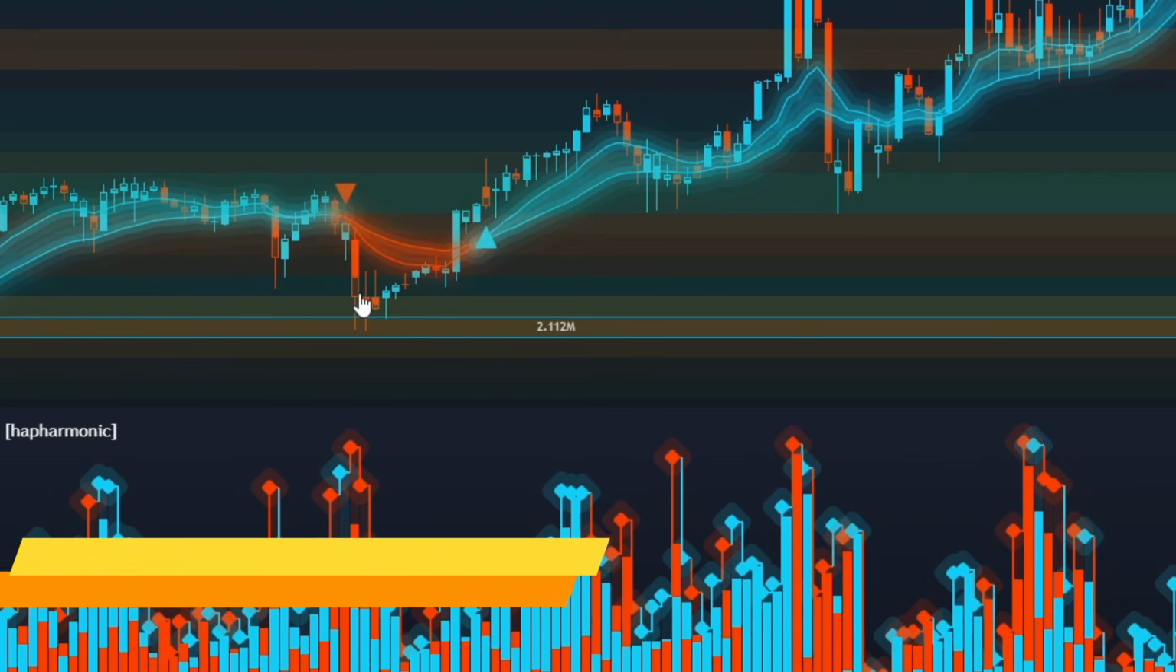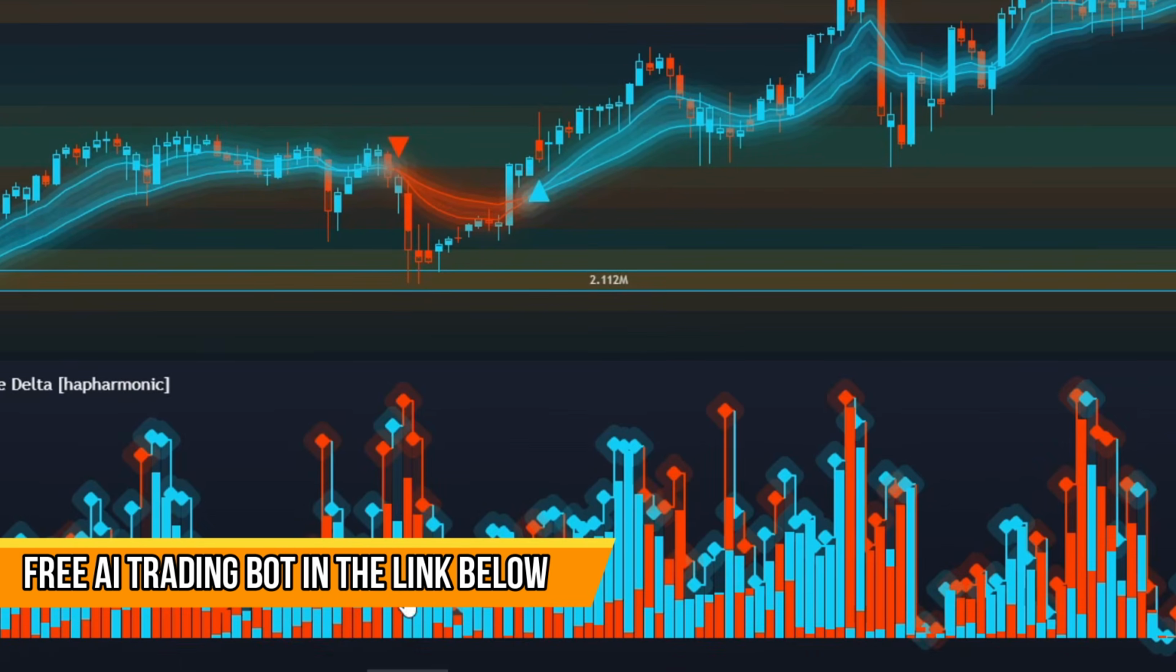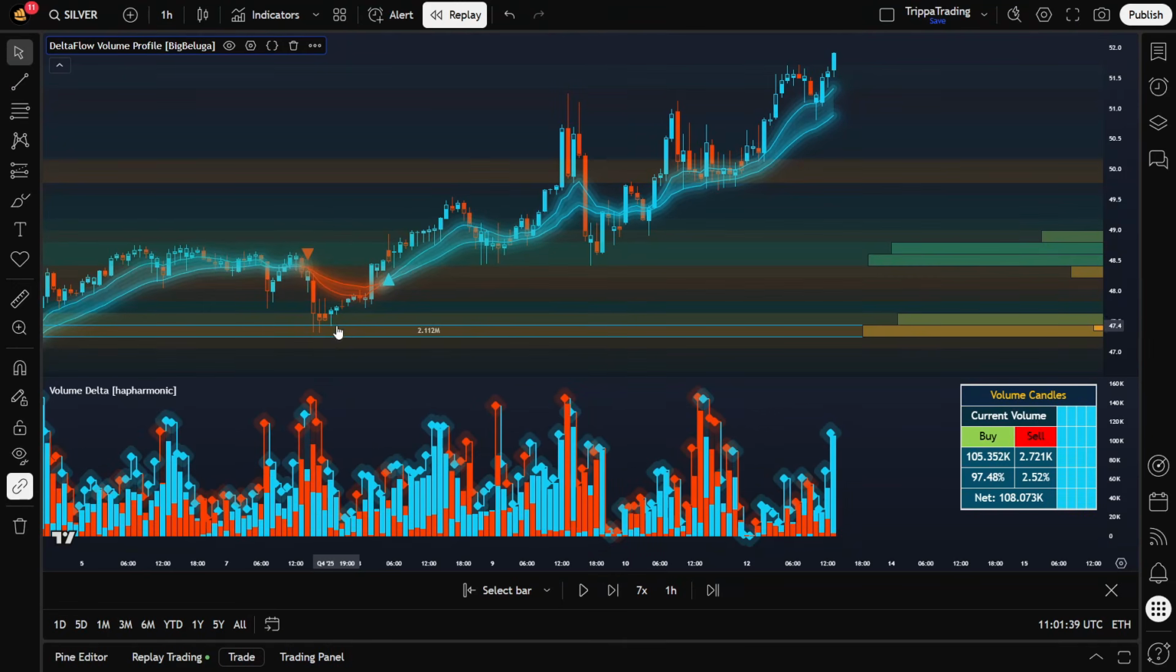Another case? Price pulls back to a strong volume cluster near support. The volume delta shows a sudden burst of blue bars. That's buying volume stepping in at the same level buyers were strong before. That's a clean buy setup confirmation.